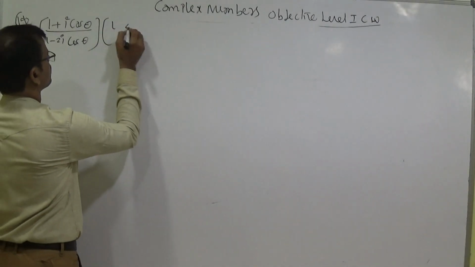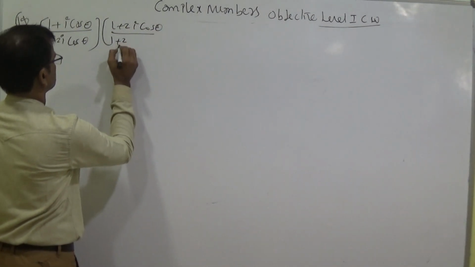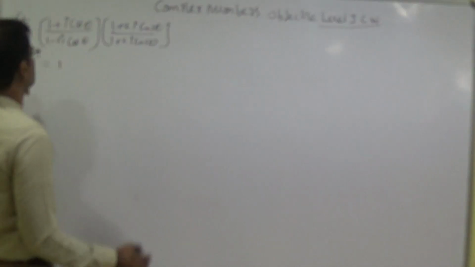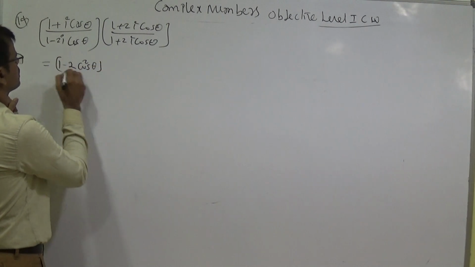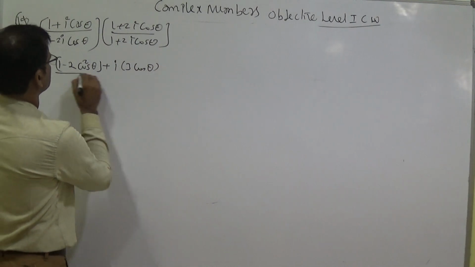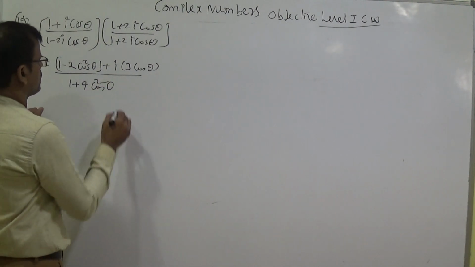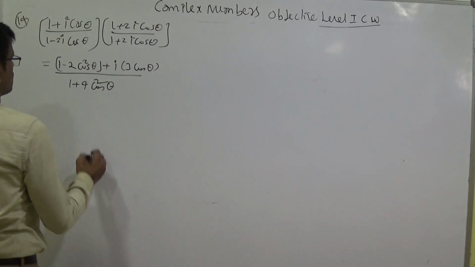Rationalize here. Write here as 1 plus 2I cos theta by 1 plus 2I cos theta. Multiply, it becomes 1 minus 2 cos square theta plus I into 3 cos theta by 1 plus 4 cos square theta. What he is asking, it is only real.